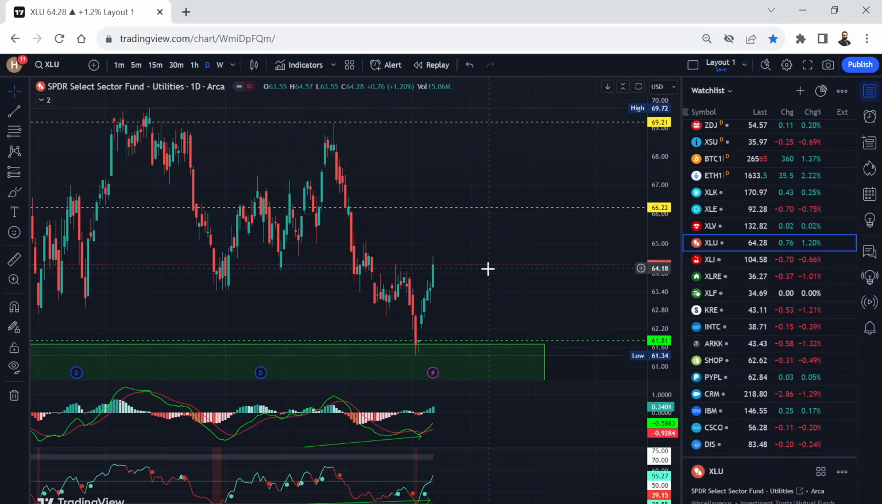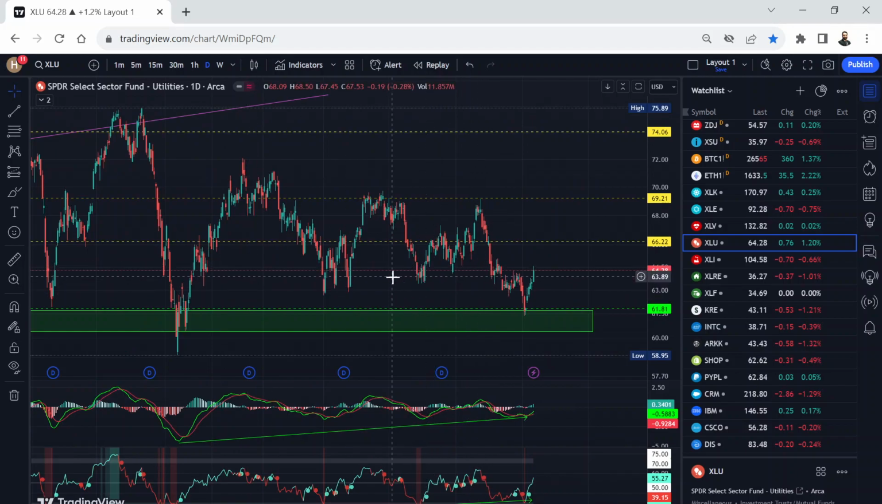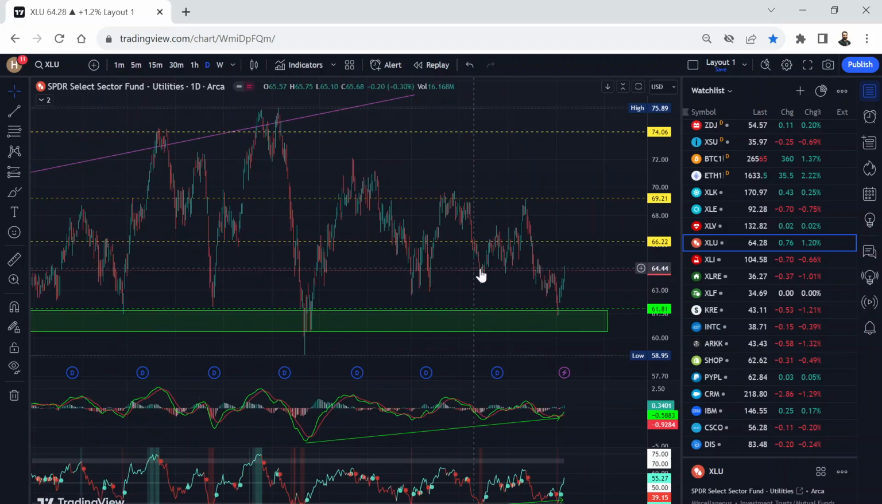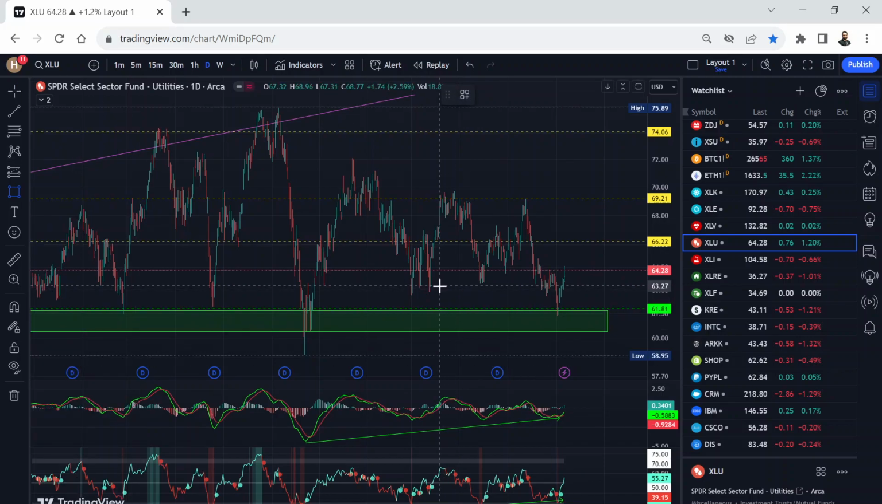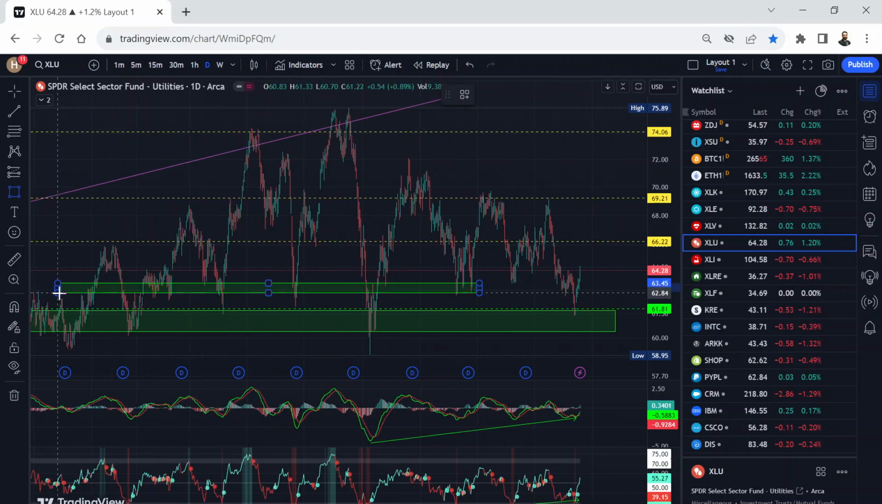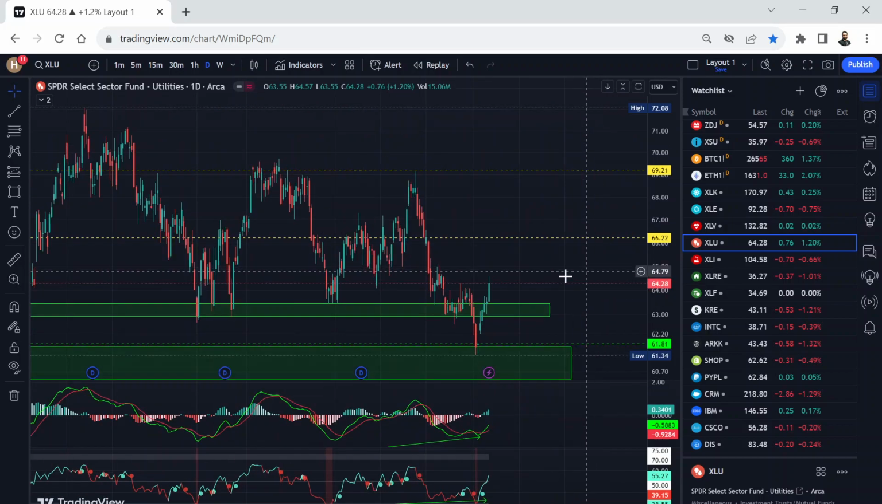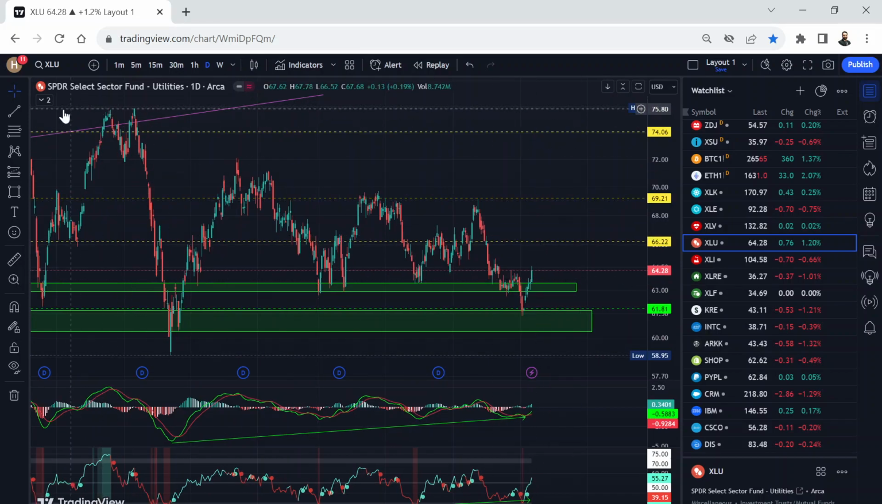So those who are following me, they know I was telling you. You can see it's reclaiming this another resistance here. So if I draw another box here, you can see this whole area was a big resistance before too, right? So now it looks like it's going above that, which is a good sign. So XLU is looking very solid.